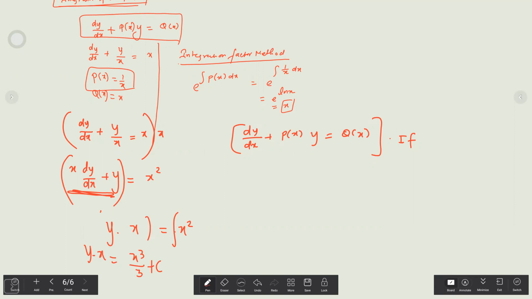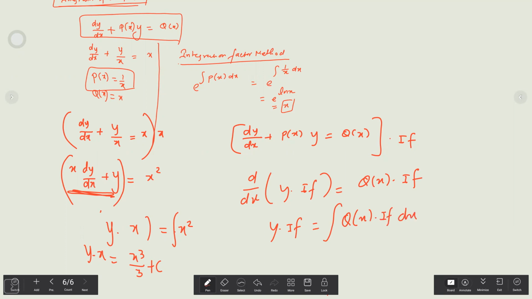As a summary, remember that after you multiply the integration factor on both sides, you get the step: derivative of y times integration factor equals q of x times integration factor. And the general solution, the exact answer, will be y times integration factor equals the integration of q of x times integration factor.